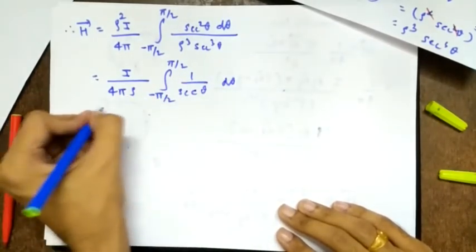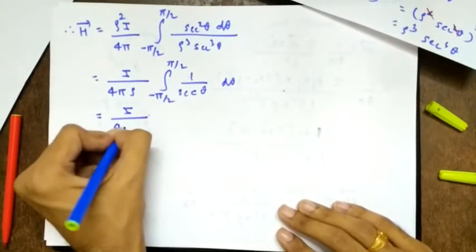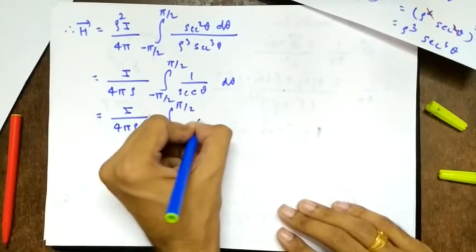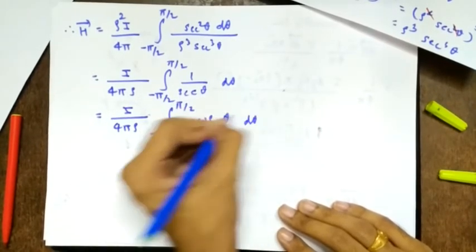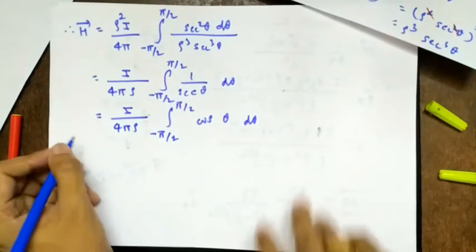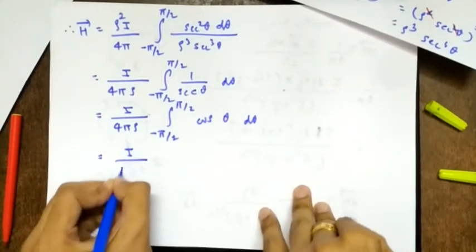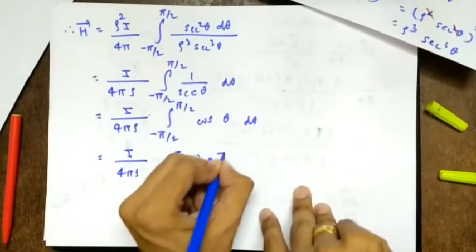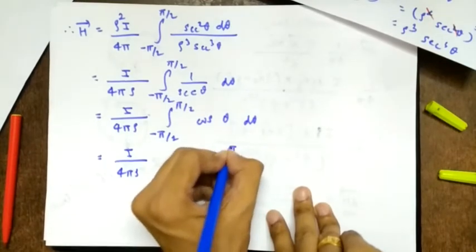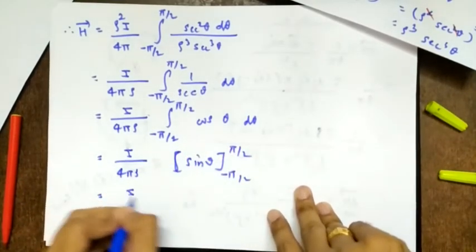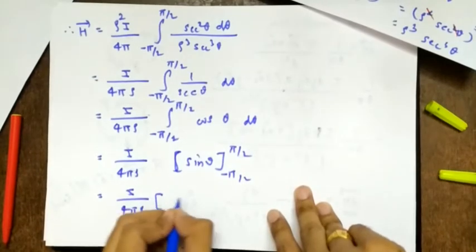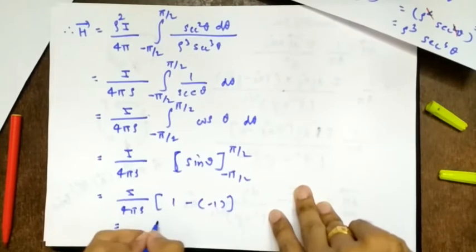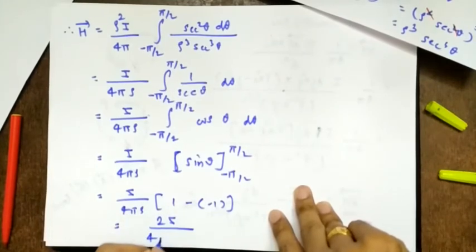What is 1 by secant theta? Cos theta. So I upon 4 pi rho, integral from minus pi by 2 to pi by 2 of cos theta d theta. What is the integral of cos theta? Sin theta. So I upon 4 pi rho, now I am integrating, so sin theta from minus pi by 2 to pi by 2. Sin pi by 2 is 1, minus sin of minus pi by 2, which is minus 1. So what will it be? 2I upon 4 pi rho.